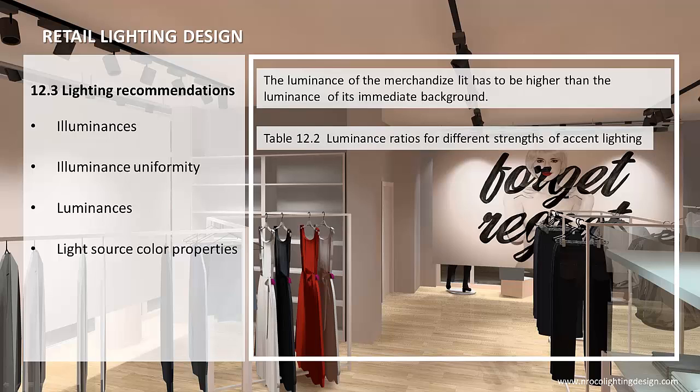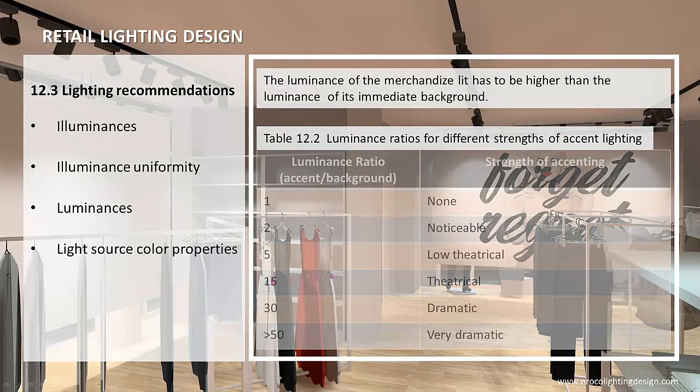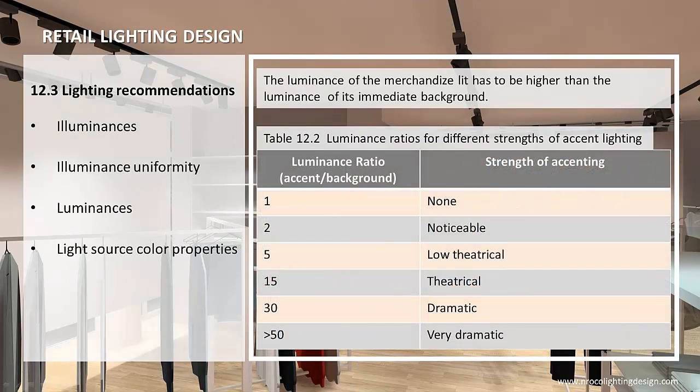Table 12.2 Luminance ratios for different strengths of accent lighting. For a luminance ratio of 1, the strength of accenting is none, and for a luminance ratio of 2, the strength of accenting is noticeable, while for 5, it is low theatrical, and for 15, it is theatrical. For the luminance ratio of 30, the strength of accenting is dramatic, and for a luminance ratio of more than 50, the strength of accenting is very dramatic.